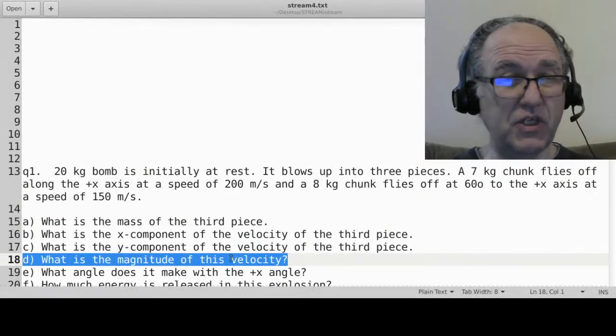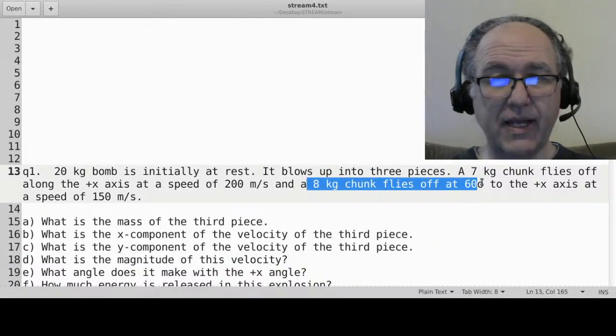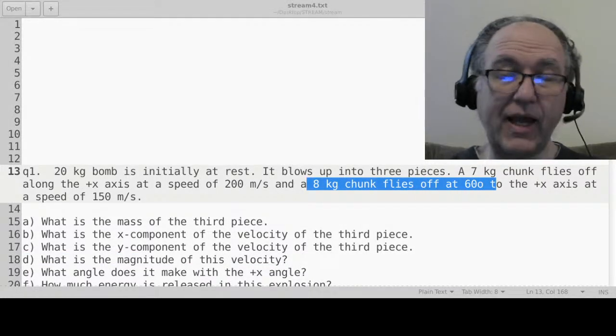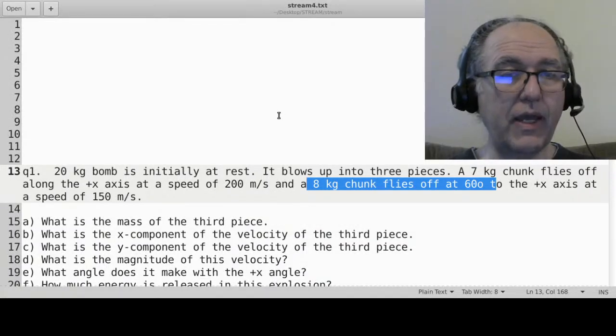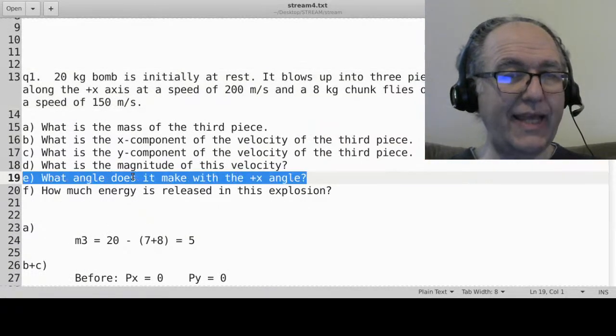In fact, I gave you the original in polar because when I say something is flying off at a certain angle, well, there you go, that's polar. So now I'm going to ask for the magnitude and the angle.